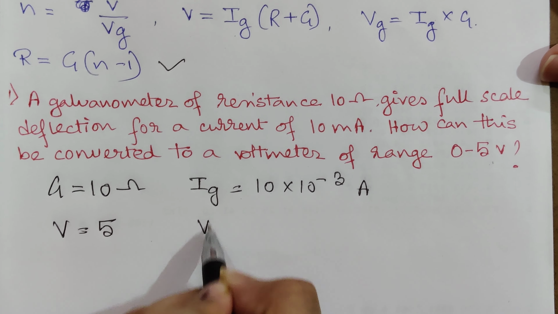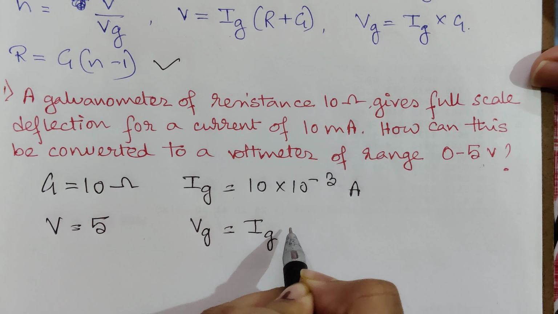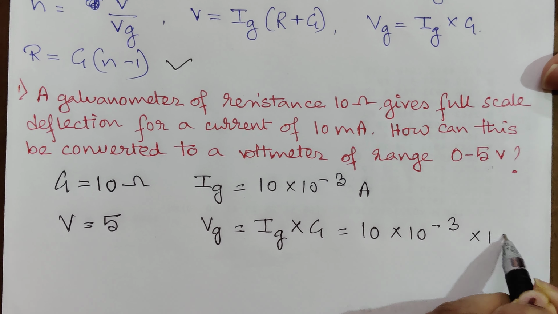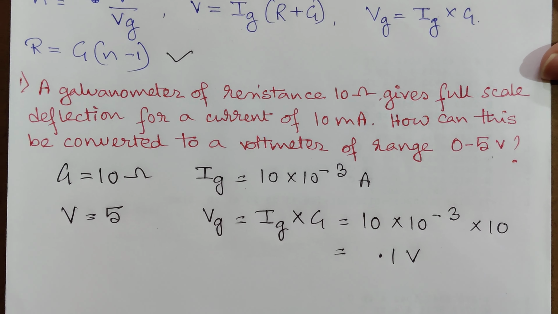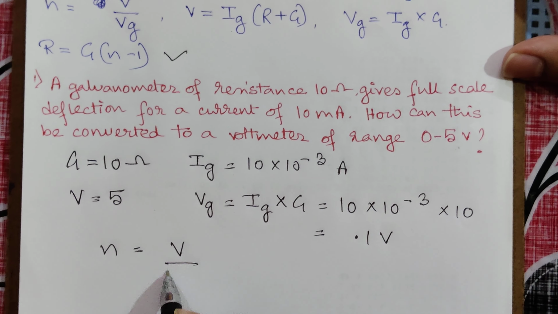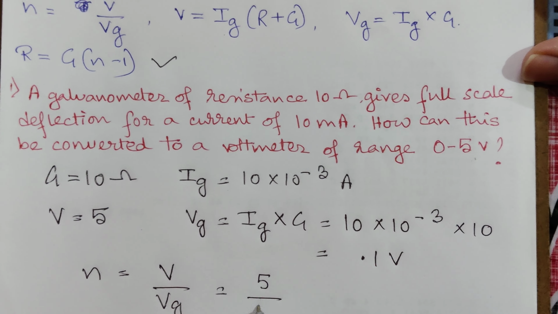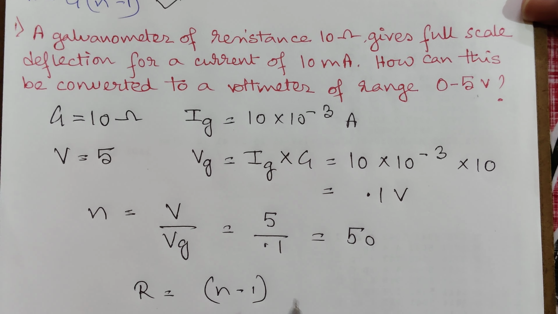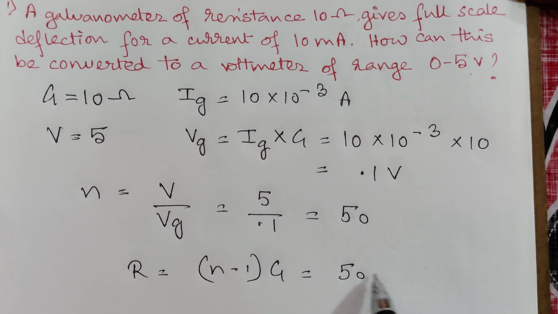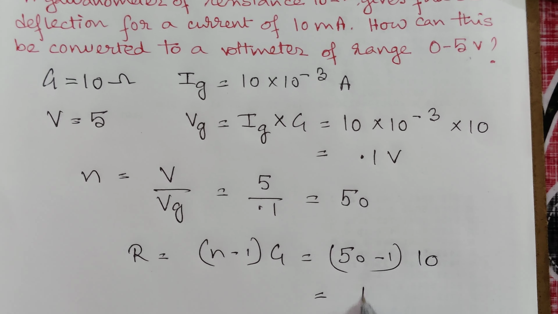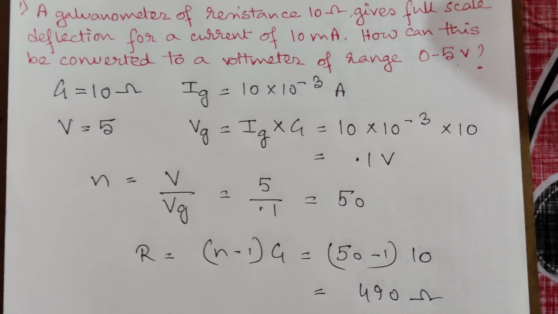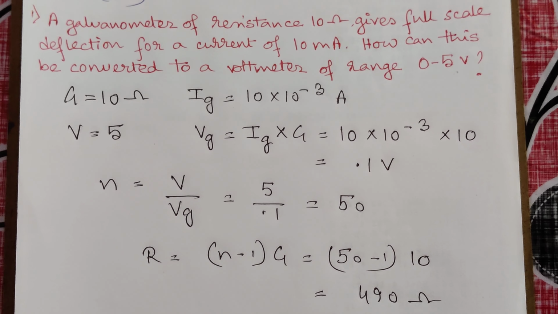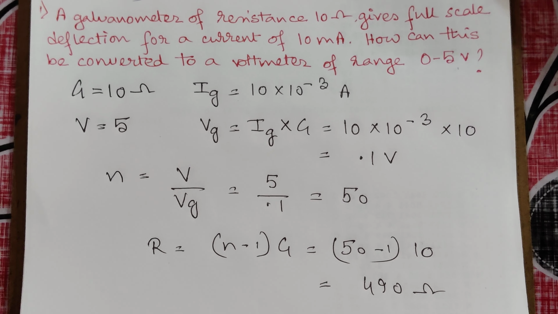First we will calculate Vg, that is Ig into G. So 10 into 10 to the minus 3 into 10, this will be equal to 0.1 volt. So N is basically V by Vg, that means 5 by 0.1, that is 50. So R is equal to N minus 1 into G, that is 50 minus 1 into 10, so this is 490 ohm. So we have to add a 490 ohm resistance in series with the galvanometer resistance to convert it into a voltmeter. Moving on to our next example.